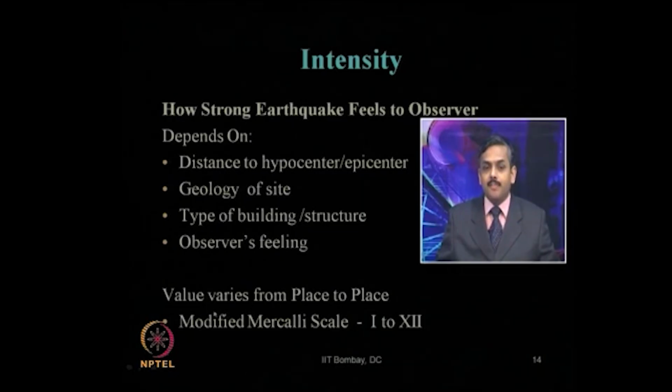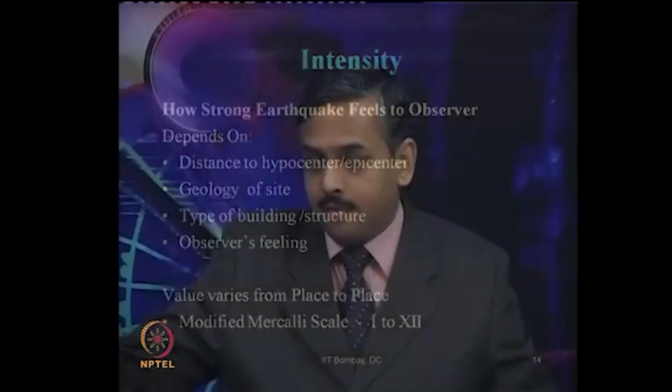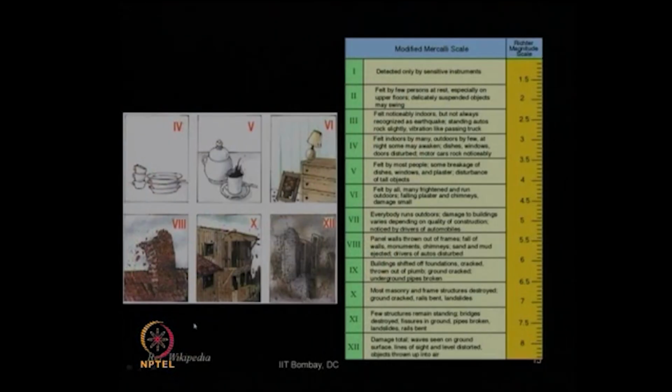As I said, the value varies from place to place, and the modified Mercalli scale, that is called MMI, modified Mercalli intensity scale, the MMI scale ranges from 1 to 12. So, this is a typical representation of the modified Mercalli scale.